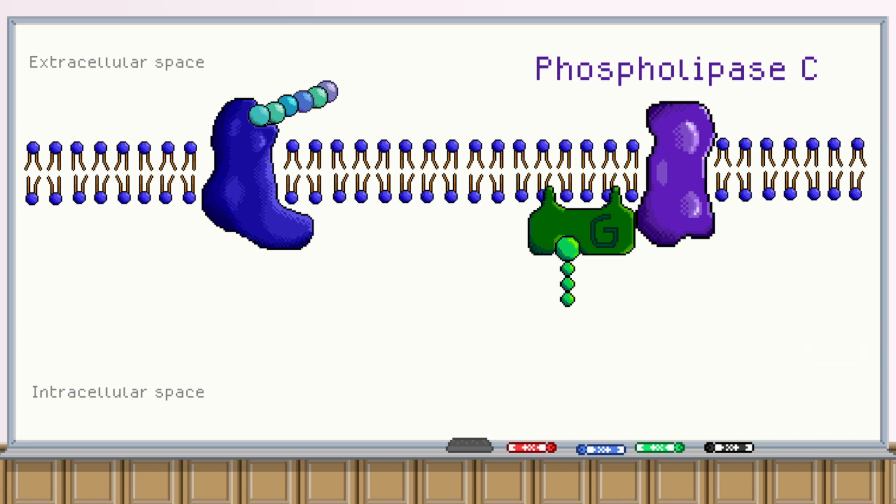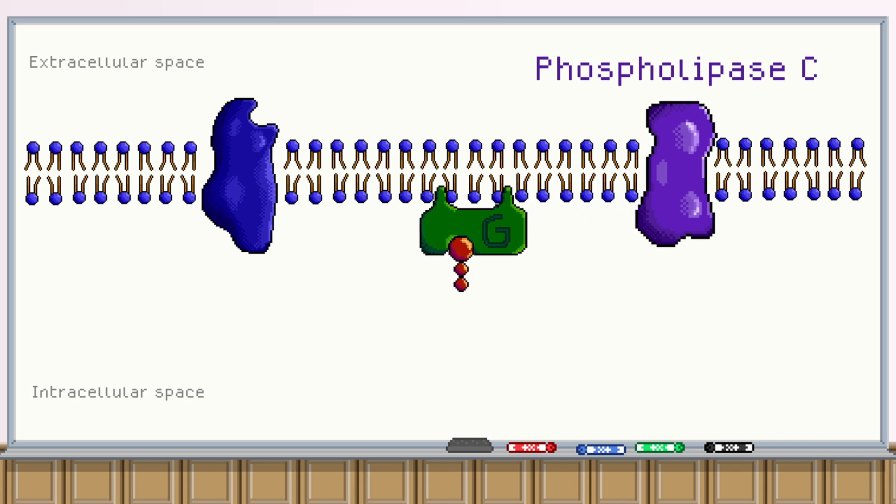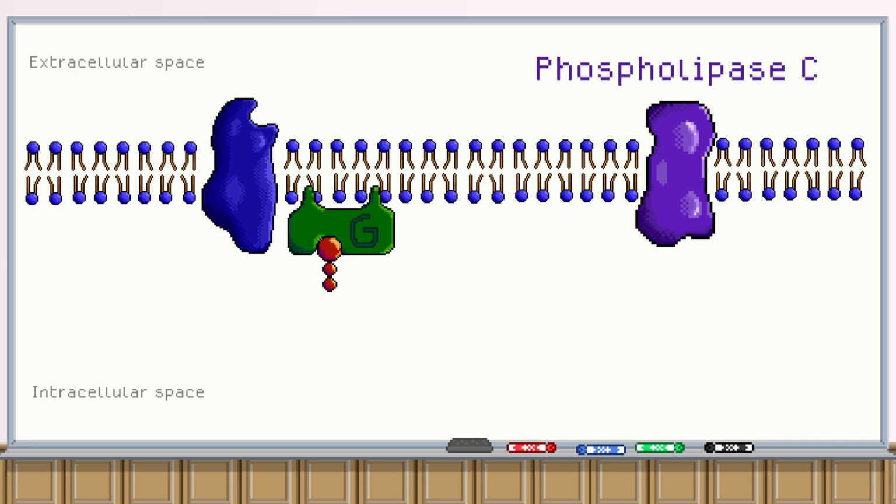Now you might be wondering, okay, all this is cool, but how does it stop? This process will keep occurring as long as the hormone is bound to the receptor or that GTP is bound to the G protein. Eventually, our glucagon will degrade and GTP will be hydrolyzed back into GDP, and this resets the whole system. That way, our liver cell here doesn't just continue to break down glycogen into glucose forever.